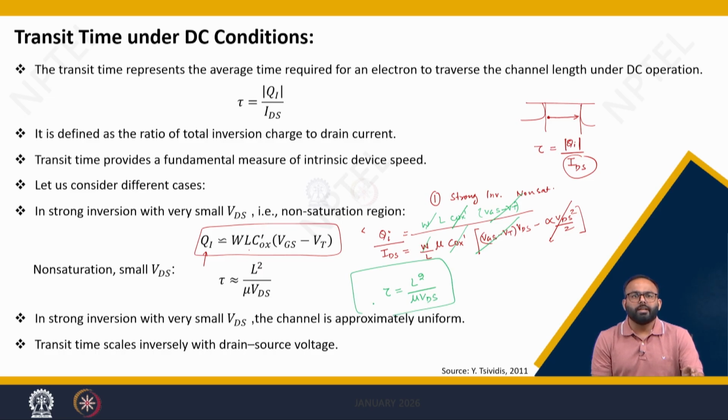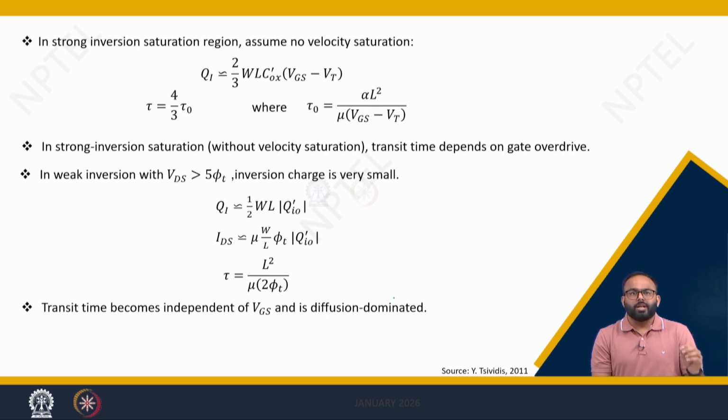You see here that in strong inversion with very small Vds, the channel is approximately uniform, and hence the transit time depends upon L square, right? And it also depends upon the Vds value. Let's see what is the transit time when you operate the MOSFET in strong inversion saturation region.